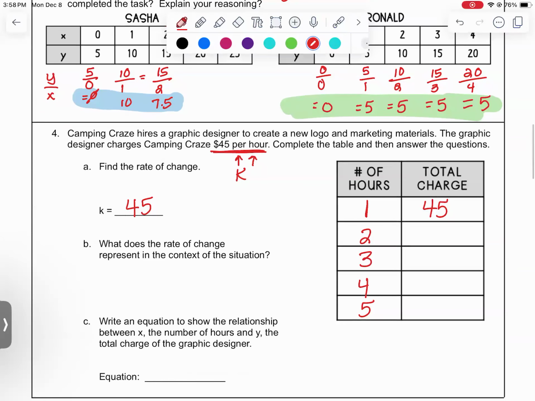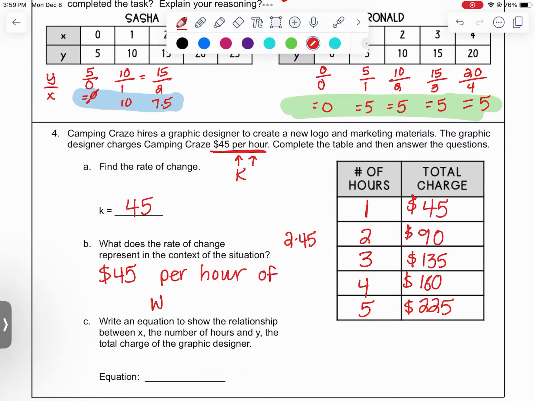Okay, so now I'm doing 2 times 45. If I am putting in 2 hours of work, I'm getting paid $90. 3 hours of work is $135. 4 hours of work is $180. And 5 hours of work is $225. When I'm looking at the rate of change and what it represents in this situation, I know that it's $45 per hour of work.